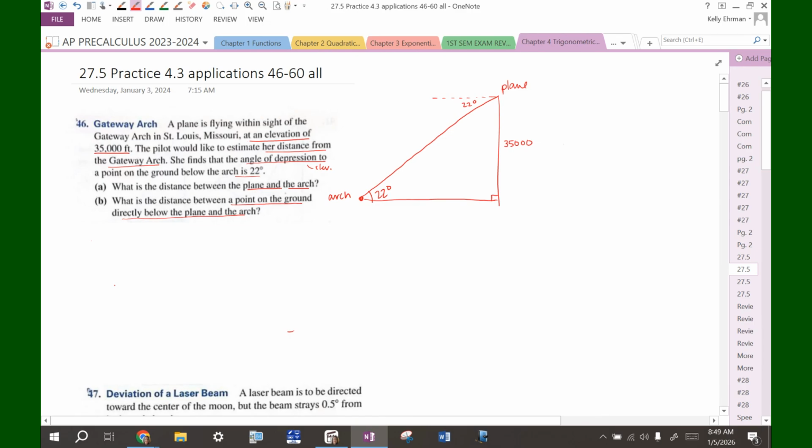All right, so what about part A? So part A wants the distance between the plane and the arch. Well, the distance from the plane to the arch is the hypotenuse. So let's just call that A. So for part A, I have opposite, and I'm trying to find hypotenuse. That means you should be using a sine function. So sine of 22 degrees equals 35,000 over, I'm just going to call it A, just since this is part A. All right, so how do I solve for A? I want to multiply A to this side. So it would be like A times sine of 22 equals 35,000. And then I need to divide by sine of 22.